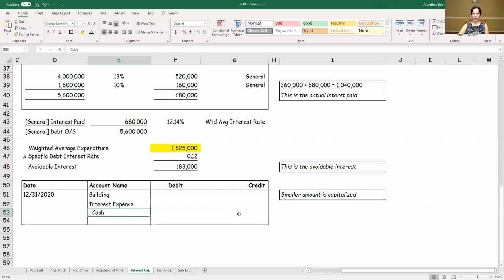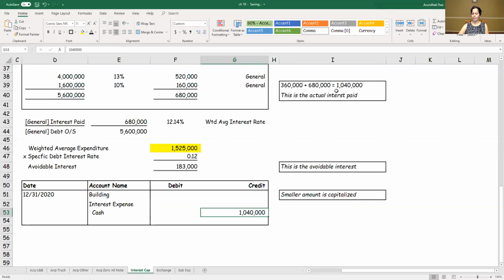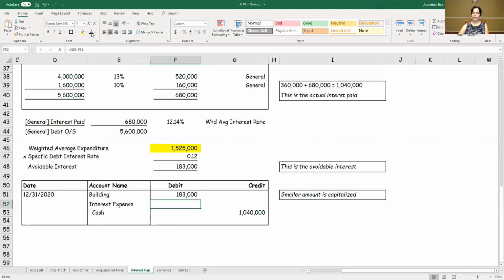Which one do we know for sure? Well, the cash credit I know. I paid 1,040,000. That's the actual interest paid. Can't get around that part. The question is, how much of it should be capitalized and how much of it should be expensed? We already said the smaller of the two amounts is going to be capitalized. So in this case, 183,000 of that 1,040,000 will be capitalized. The remainder is going to be expensed. We assume it was used for something else and we're going to expense it. So only the portion that was used towards financing the self-construction of this building gets capitalized to building.